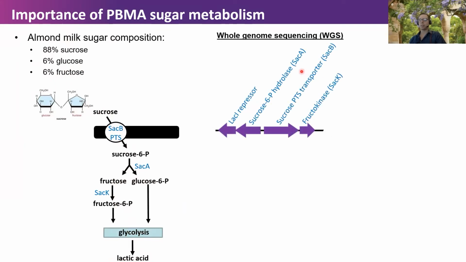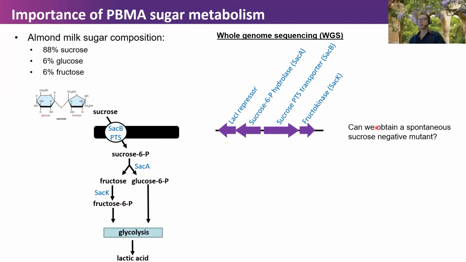We did whole genome sequencing of our strains. We got around 12 strains that were really strongly acidifying. And the sucrose genes are clustered together in the genome, where you've got the transporter, the hydrolase enzyme, and the phosphorylation enzyme here, along with the gene regulator here. So all our strains had this gene cluster that could acidify almond milk.